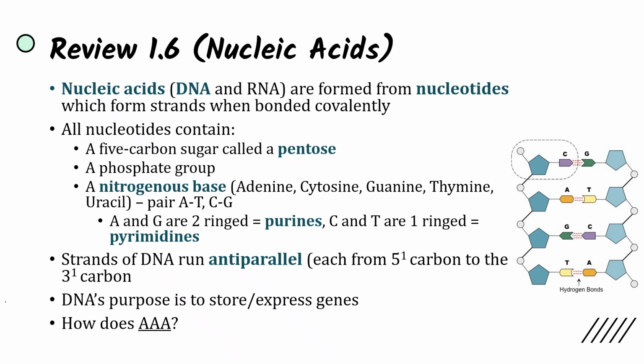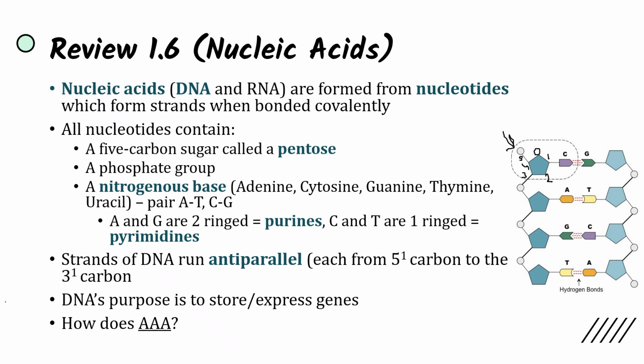And all nucleotides contain a 5-carbon sugar called pentose, and we can count these off as we look over here on the right. We've got a 5-carbon sugar. This is an oxygen molecule, so the carbons, you can start counting the carbon from here. So this is carbon 1, 2, 3, 4, and 5. A phosphate group, which is going to be seen right up here, and then lastly a nitrogenous base: adenine, cytosine, guanine, thymine, and uracil, and they are paired A to T, adenine, thymine, and C to G, cytosine to guanine. Adenine also pairs with uracil, but that's only in RNA.